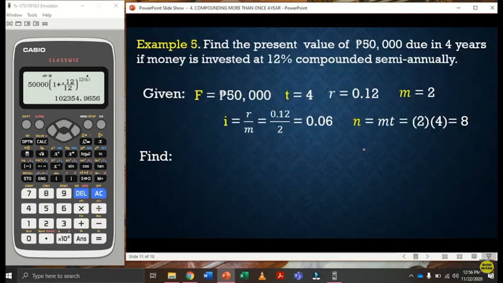Example number 5. Find the present value of 50,000 due in 4 years if money is invested at 12% compounded semi-annually. Okay, so this is the given. Future value of 50,000, the time is 4, the R is 0.12, then the M is 2, semi-annually, 2. Kuhaon nimo ang I. I equals R over M, so 0.12 divided by 2 is 0.06. Yan na ang kanyang I. Then, N equals M times T, so 2 times 4 equals 8.